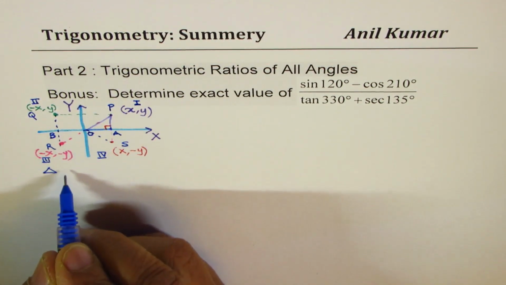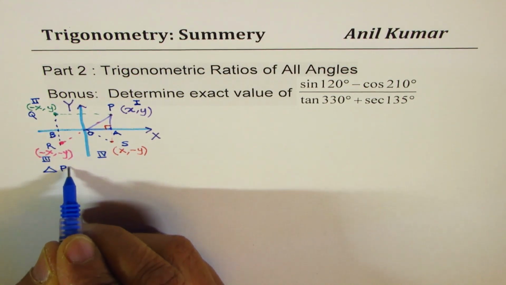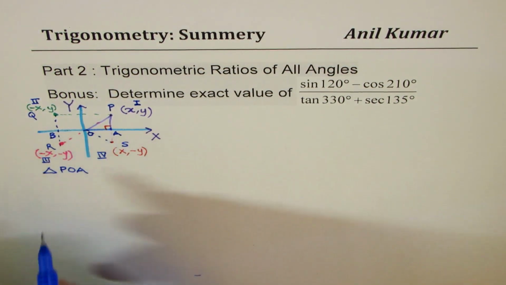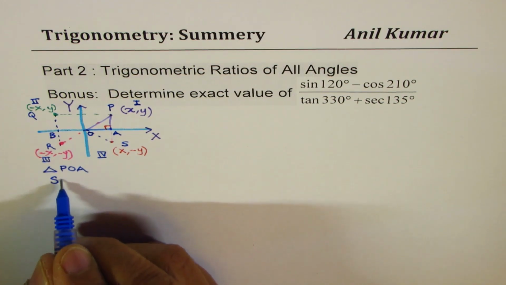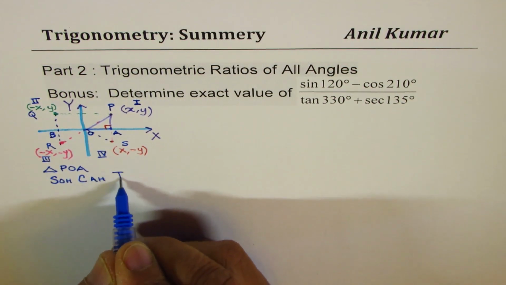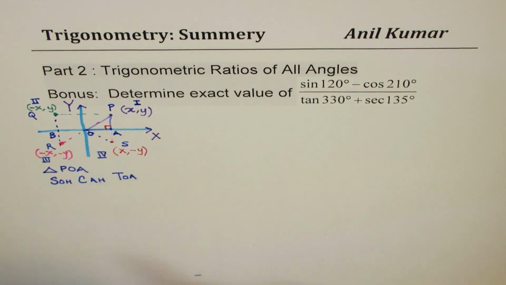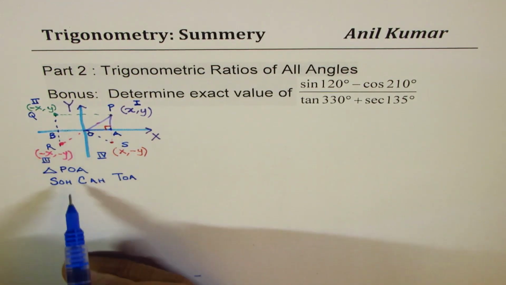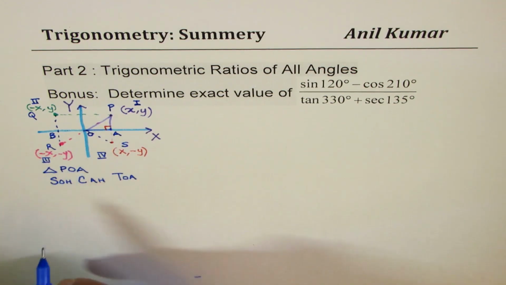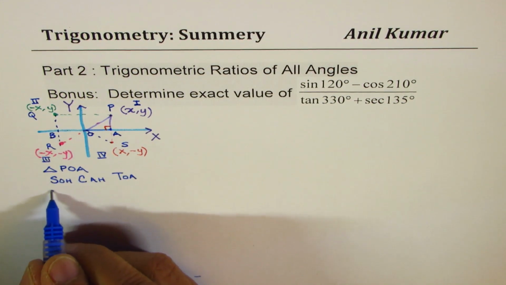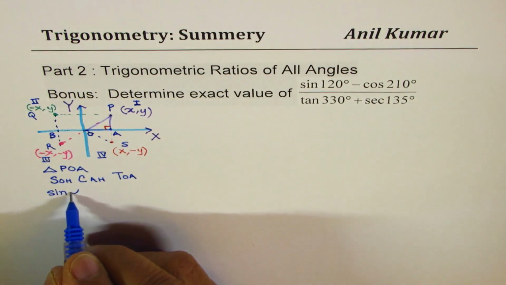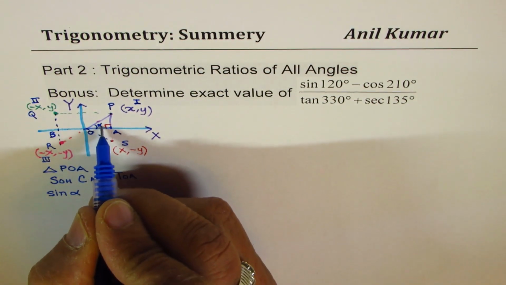So in quadrant 1, we are considering the triangle POA. Let me recall that the ratios which we talk about are: sine is opposite over hypotenuse, cosine is adjacent over hypotenuse, and tan is opposite over adjacent, correct? Now if I write these ratios for the triangle in quadrant 1, which is triangle POA, let's say this angle is alpha. We'll just call it alpha.